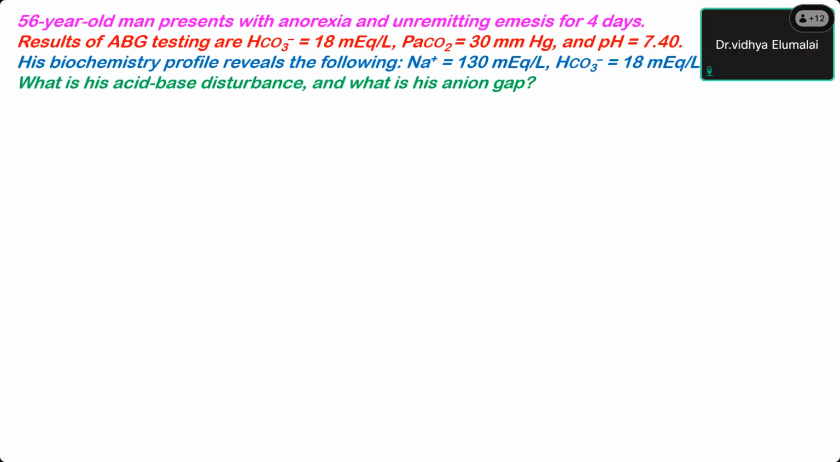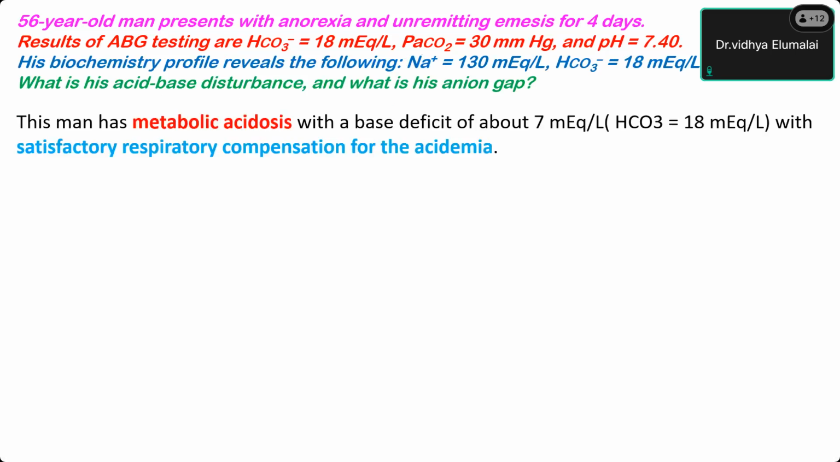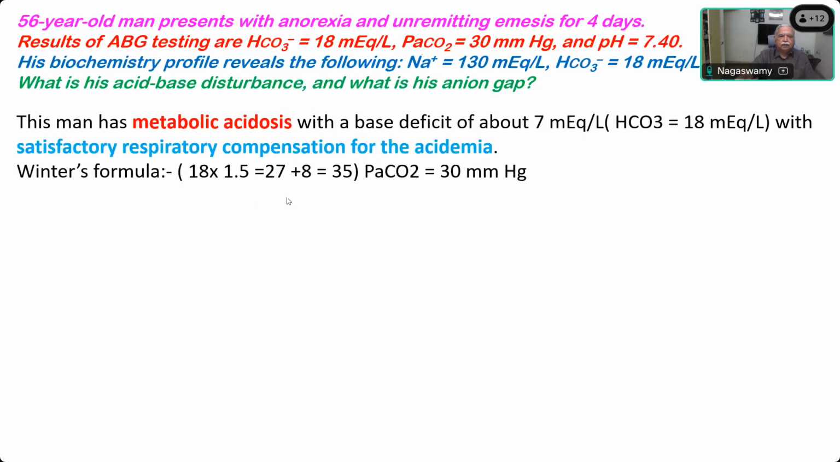Compensated metabolic acidosis. This is a metabolic acidosis with a base deficit of 7, with a satisfactory respiratory compensation for the acidemia, because the pH is within normal range. And if you use Winter's formula, you get the exact PCO2 value. The anion gap is 23.